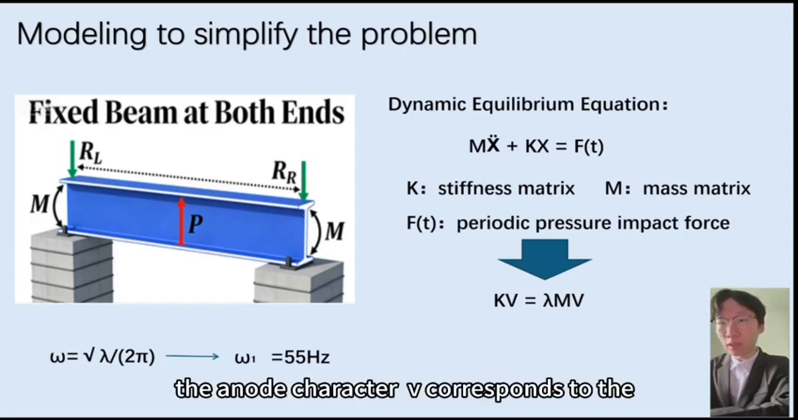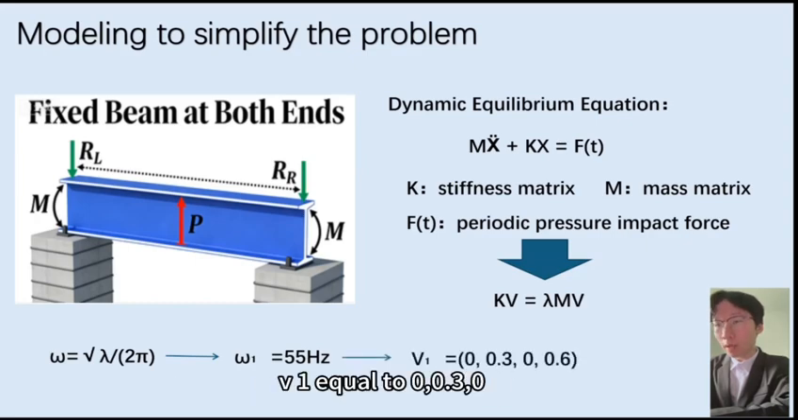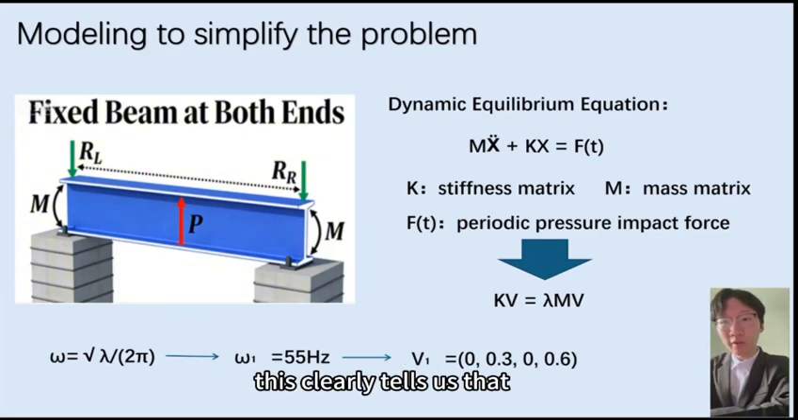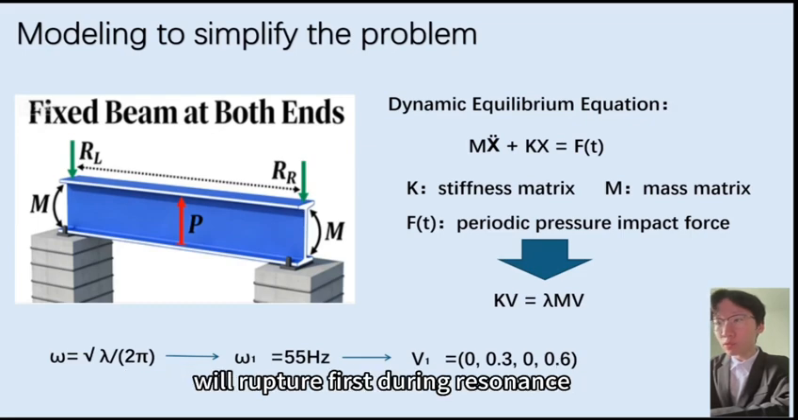The eigenvector V corresponds to the vibration mode shape. V1 equal to 0, 0.3, 0.6 means that the amplitude at the middle of the pipe is the largest, while the two ends are almost stationary. This clearly tells us that the weak point of the pipe is in the middle, which will rupture first during resonance.